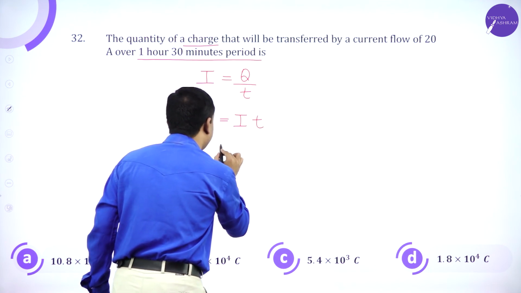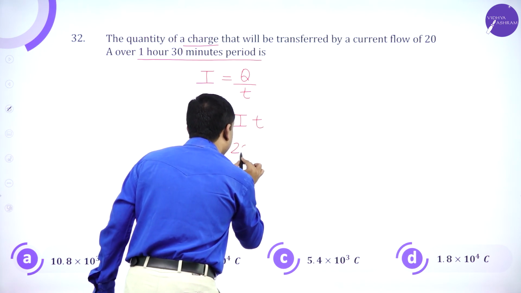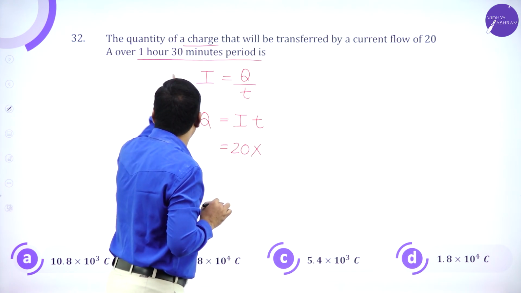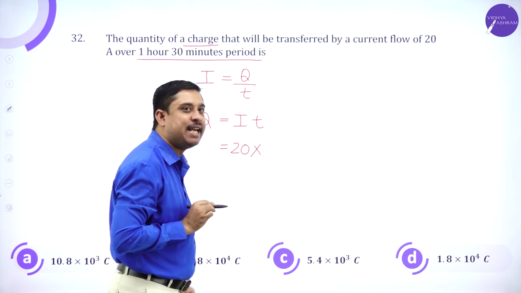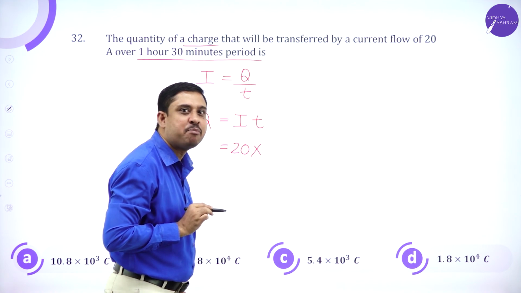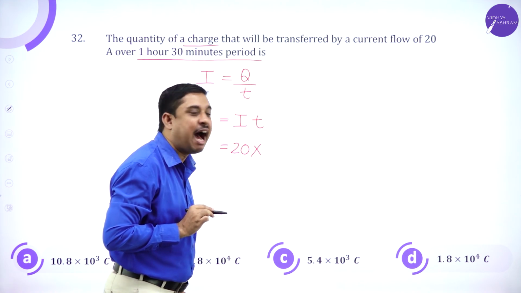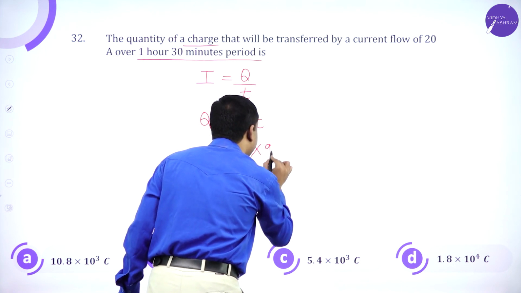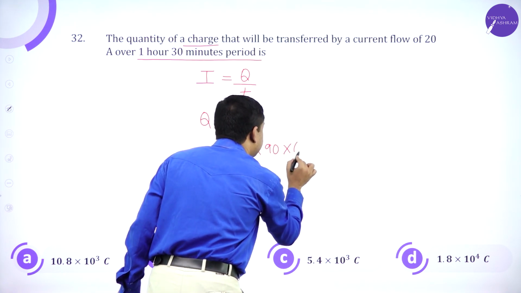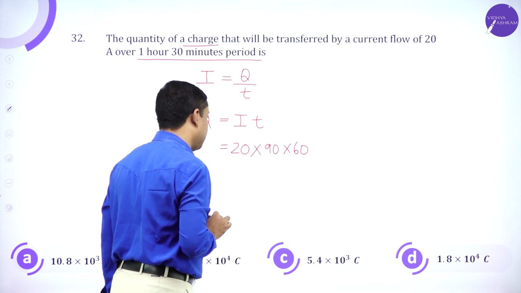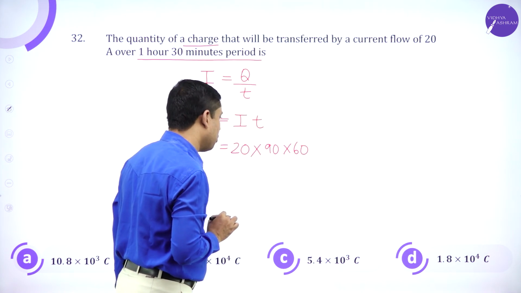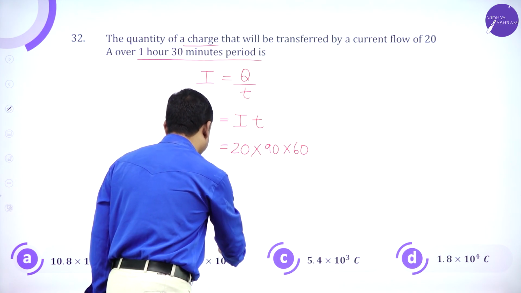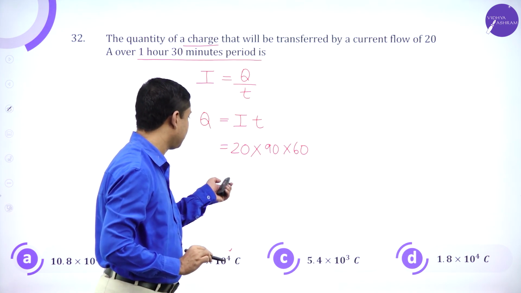How much is I given? 20 amperes. Time of flow 1 hour 30 minutes, 60 plus 30, 90 minutes into 60 seconds. So the answer has to be 10.8 into 10 power 4 coulombs.